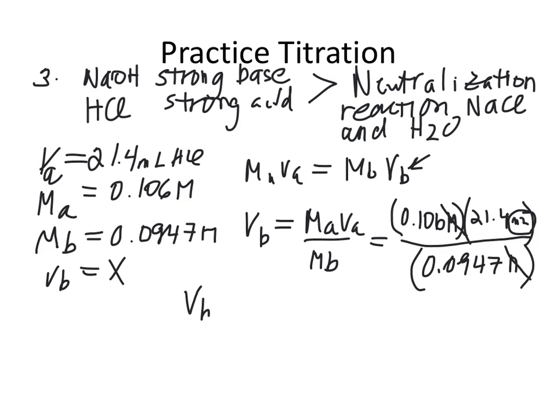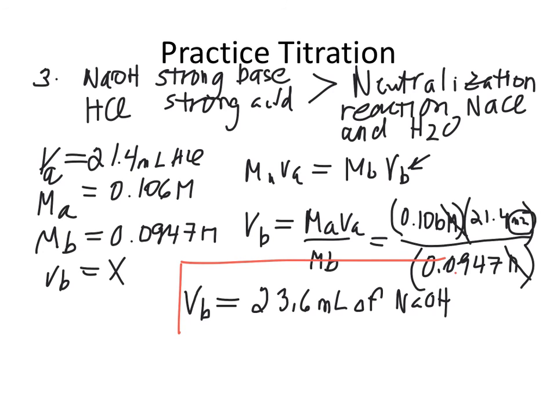And finally, Vb will come out to be equal to 23.6 milliliters of sodium hydroxide. So this is the answer for this titration calculation. It will take 23.6 milliliters of 0.0947 molar sodium hydroxide to neutralize the 21.4 milliliters of 0.106 molar hydrochloric acid.